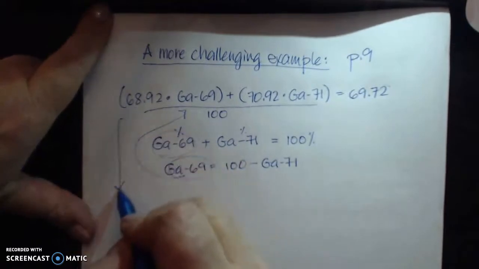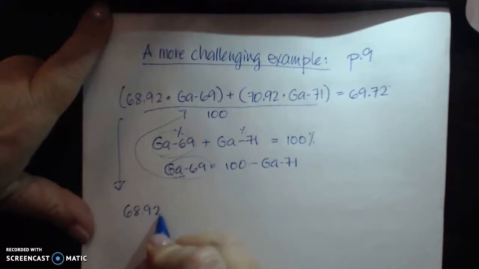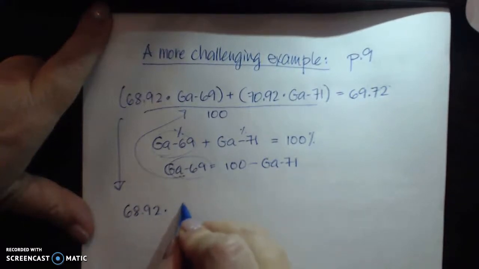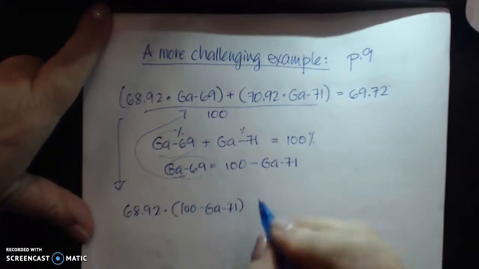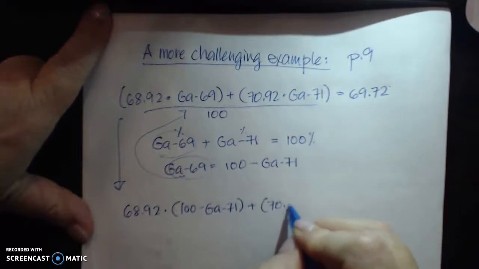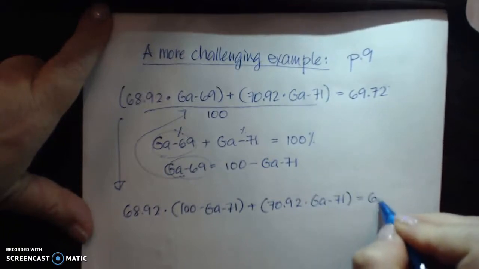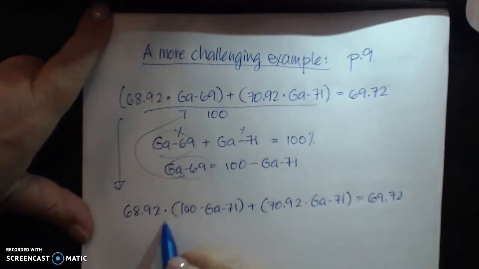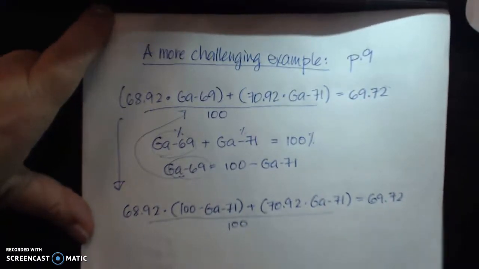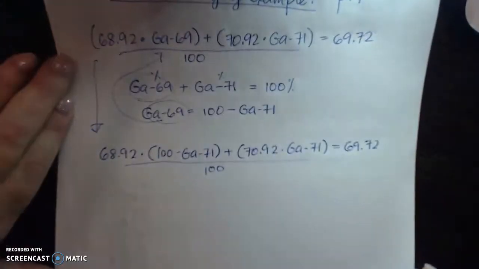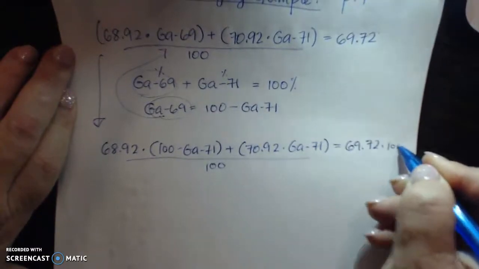So again, we're going to substitute it in. So I have 68.92 times 100 minus gallium-71 plus 70.92 times gallium-71 equals 69.72, and this is all divided by 100. Well, first thing we need to do is go ahead and get the 100 out of the way. So to get it out from being divided, let's multiply both sides by 100.